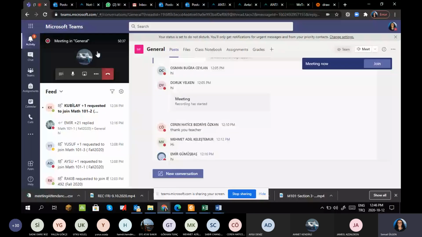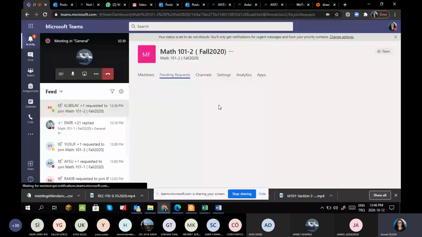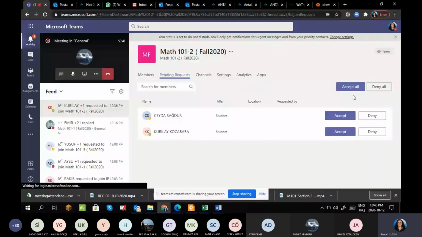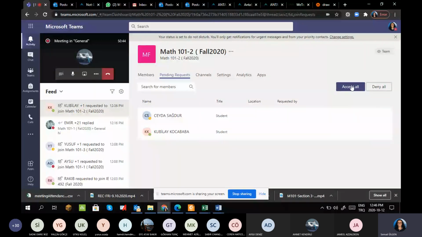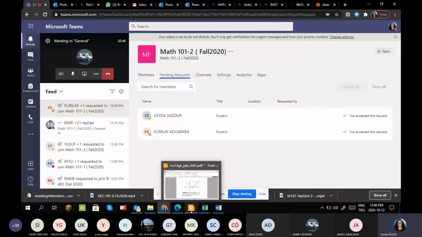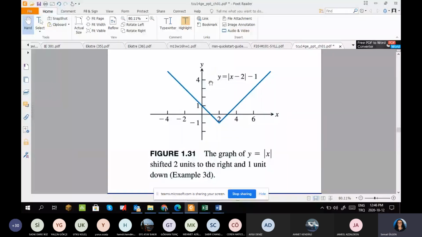Can you follow? Let me do some additions here. Do you have any questions about shifting up or down and to the right? We do the shifting twice here to get this function. This is a new function we got from this.